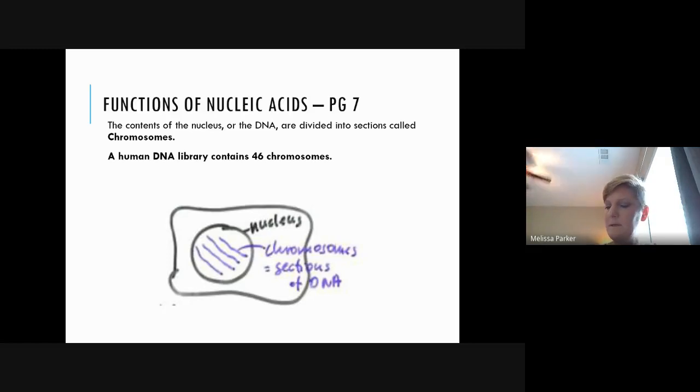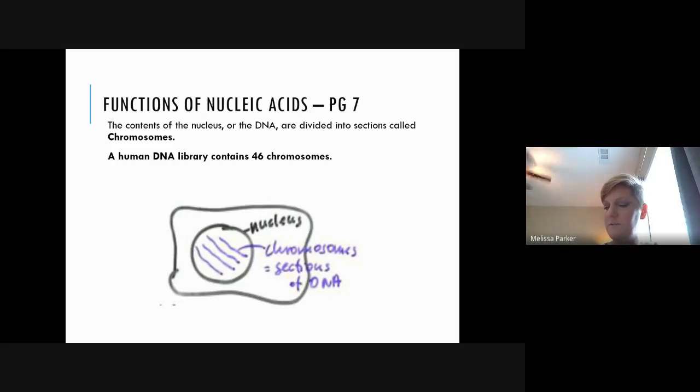Okay, so practice question 1 says nucleotides and RNA do not include. So we know RNA does have a phosphate group, and it doesn't have deoxyribose, right? It has ribose, which is why it starts with an R. So the answer would be B, because we're looking for the false statement.